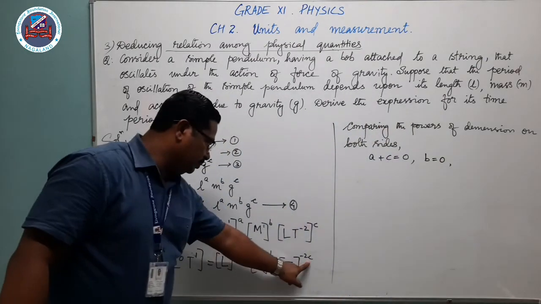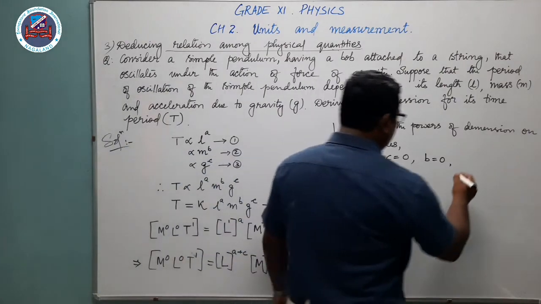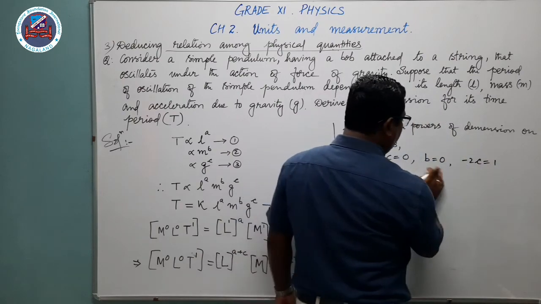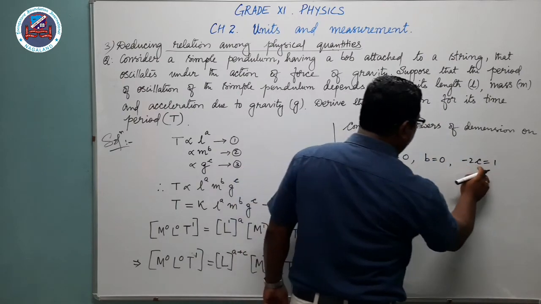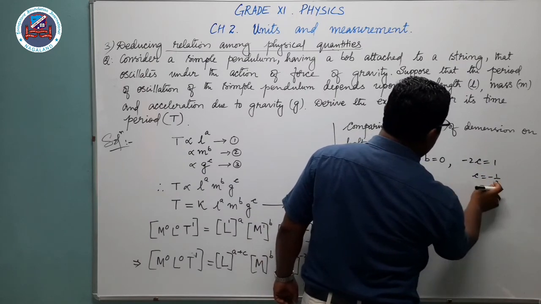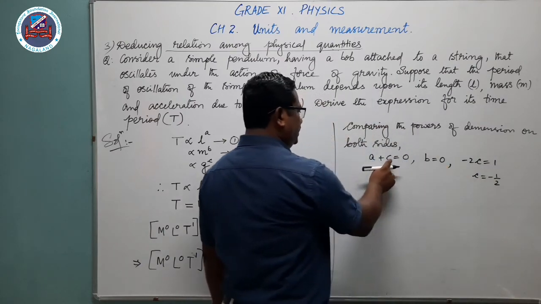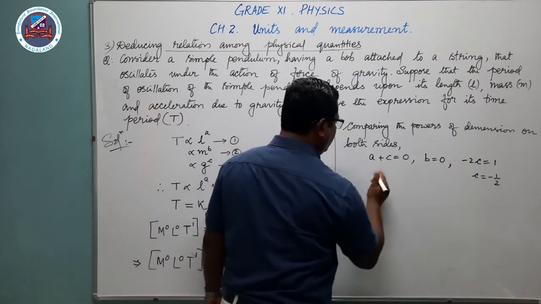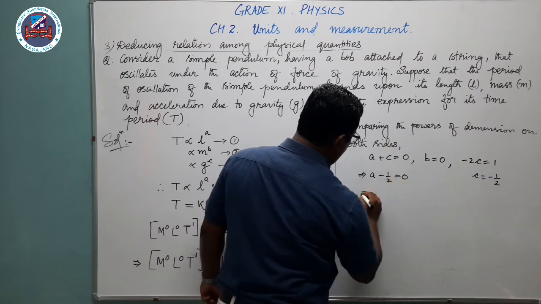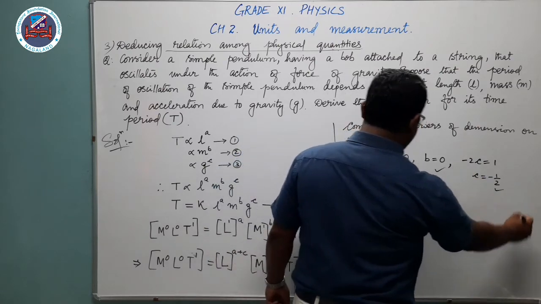And here minus 2c is the power of time, and on the other side time power is 1. So minus 2c is equal to 1. From here you find c: c is equal to minus 1 by 2, since the minus 2 will come down. Now you know b and c. Putting the value of c in a plus c equal to 0, minus half, it will give you a is equal to 1 by 2. Like this a, b and c you can find out.